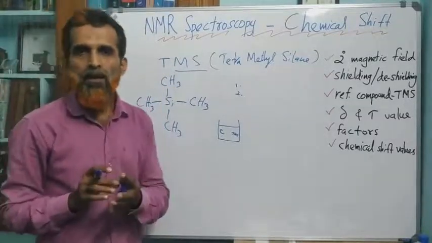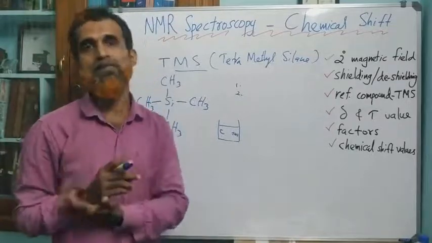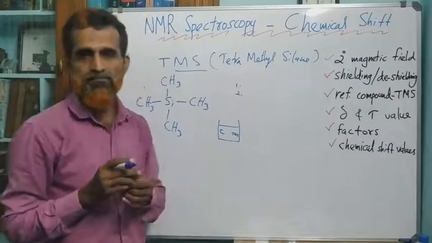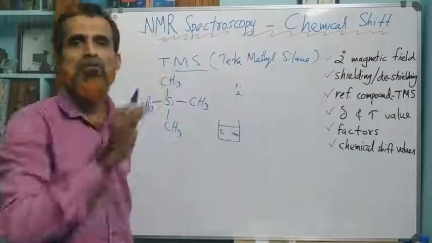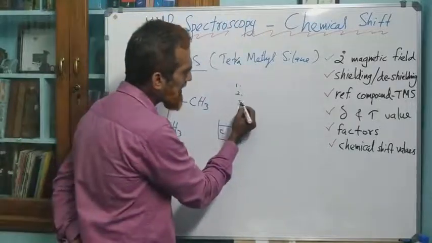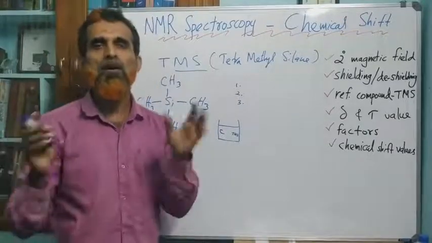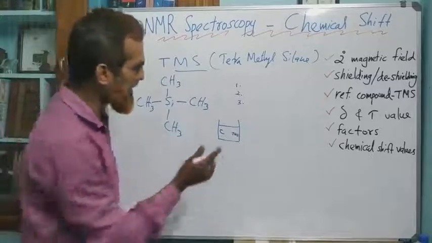See, we will have some very costly samples which are used for taking the NMR, and we may need them again. So TMS can be easily removed from this. And another thing is that TMS is miscible with all the solvents. It is miscible, so you can make the solution easily.